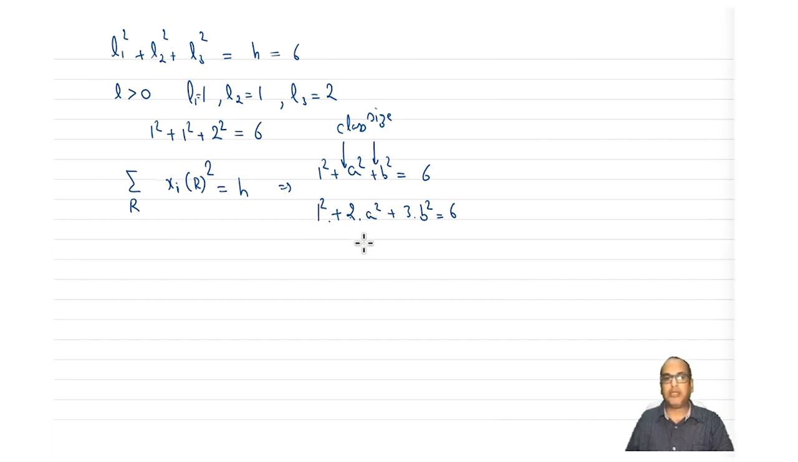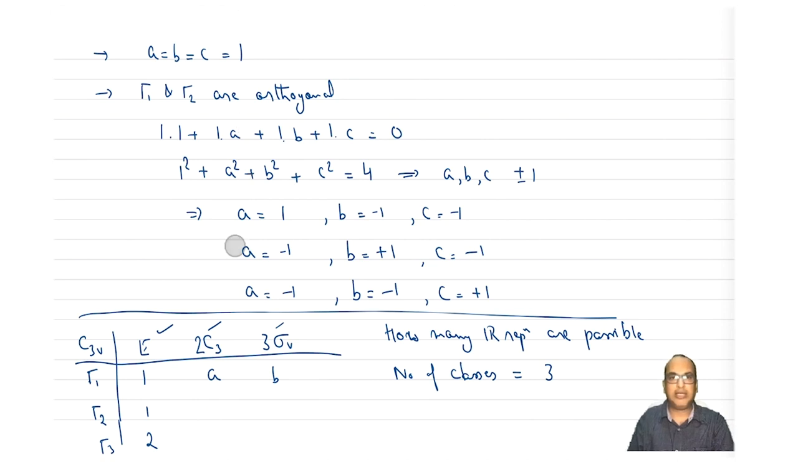Now again, what are the possible solutions? A and B can be positive or negative. Let's consider the first solution where A is equal to 1 and B is equal to 1. So this satisfies the condition. So you have 1 plus 2 plus 3 equal to 6, right? So that means we can fill the table over here as 1 and 1, okay? So that is easy.